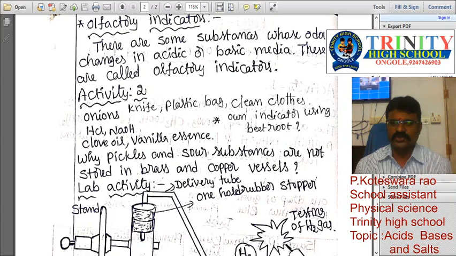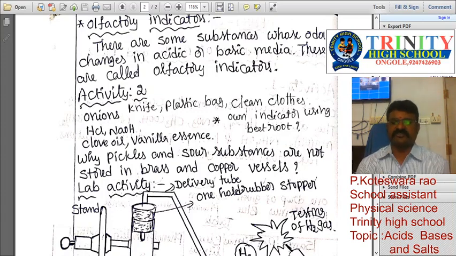Clove oil means, do you know clove? It is also one of the main ingredients used to prepare biryani. And vanilla essence is also very useful, which is used in the preparation of ice creams. So these are the materials required for conducting activity 2: onions, knife, plastic bag, clean cloth, HCl and NaOH solution, clove oil, and vanilla essence.